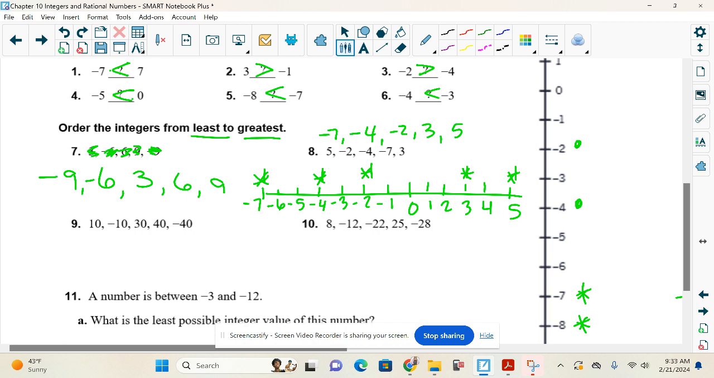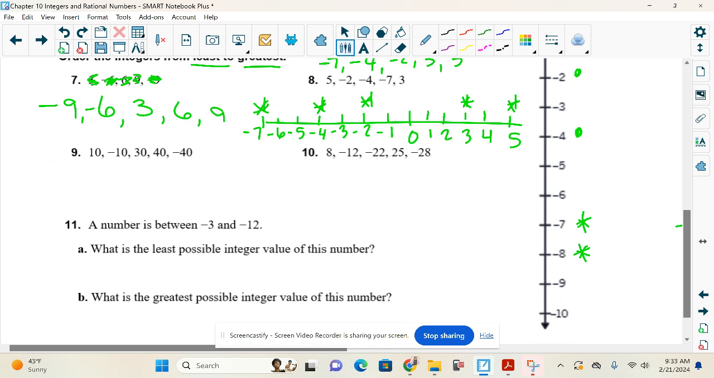All right, so number 9. What's your smallest number here? Which number's going to be furthest to the left? -40. Then -10. And then 10, then 30, then 40. And then it's just back to normal, right?